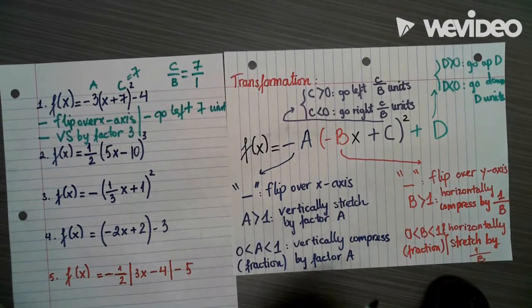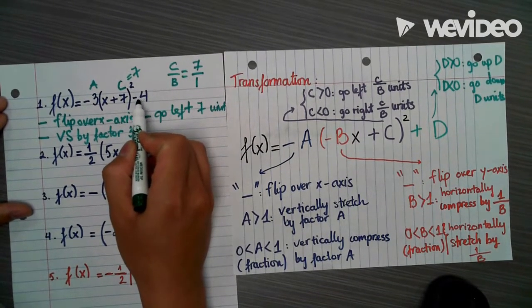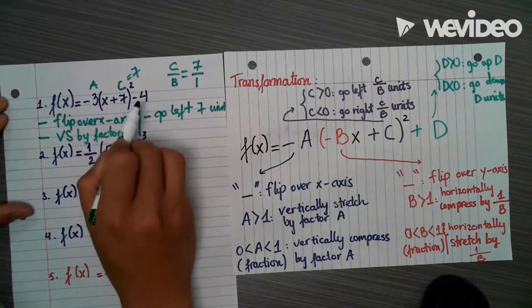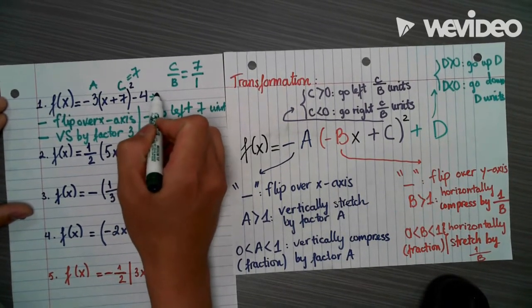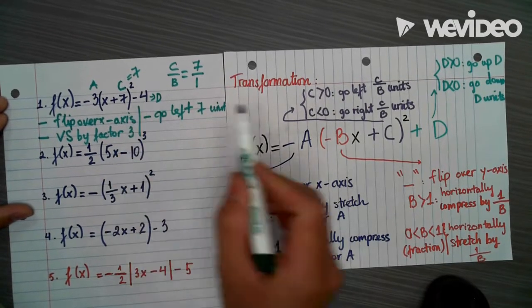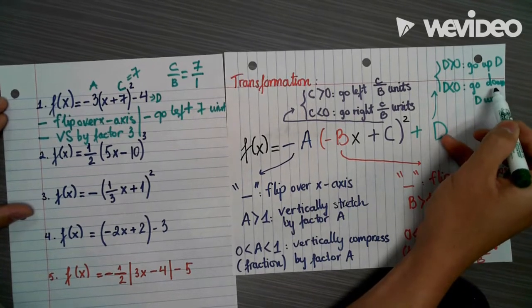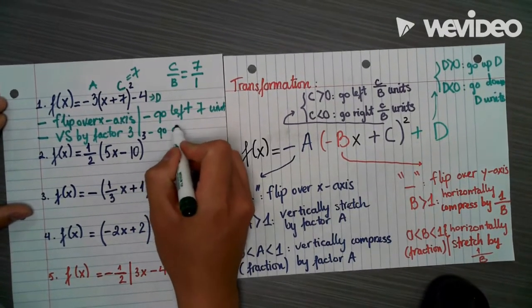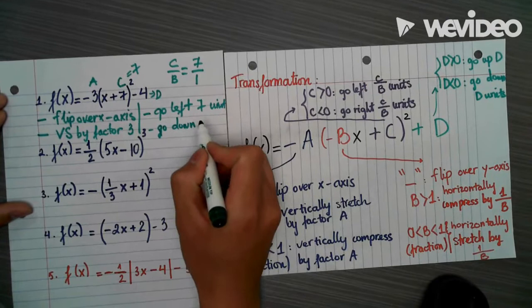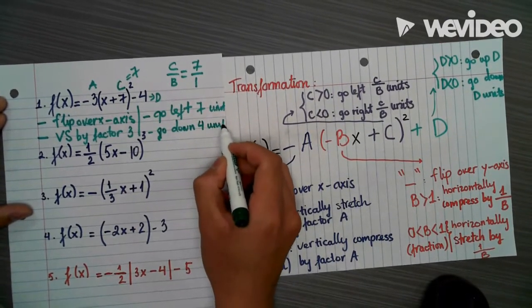Now keep going with it. So now we have -4, and this -4 is outside of the parentheses, and outside of the parentheses is d. This guy is d, and d is negative here. So we're going to say it goes down, or a vertical shift down d units. Go down d units. My d is 4 units.